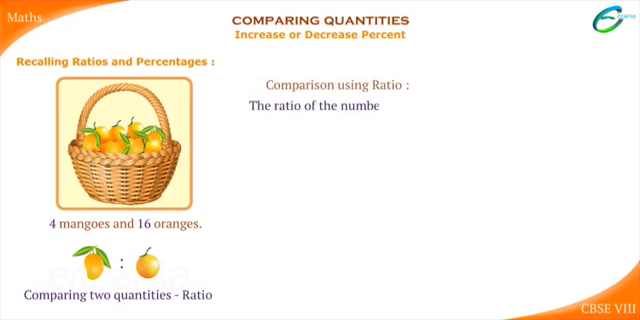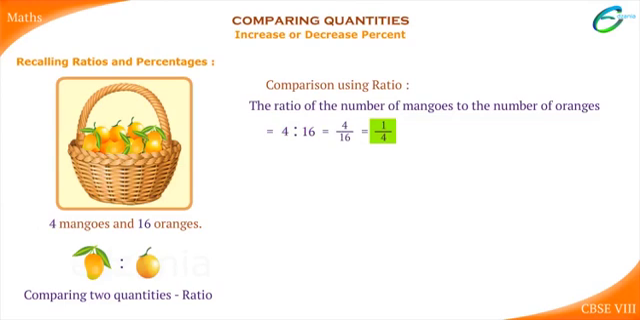So here the ratio of the number of mangoes to the number of oranges is equal to 4:16. We read it as 4:16. We know that the comparison can also be done by using fractions. So we can write 4:16 as 4/16 or 1/4. Therefore, here we can say the number of mangoes is 1/4 of the number of oranges. Or if we write in terms of ratio, it will be 1:4.